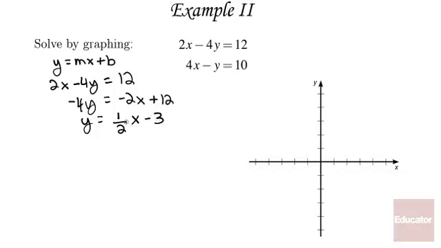Slope-intercept form is very helpful when you're graphing. So this is negative 2, negative 4, negative 6, negative 8, negative 10, 2, 4, 6, 8, 10. Okay, here I have a y-intercept at negative 3. And I know the slope. The slope is 1/2. That tells me when I increase x by 2, I'm going to increase y by 1. If I increase x by another 2, I'm going to increase y by another 1.